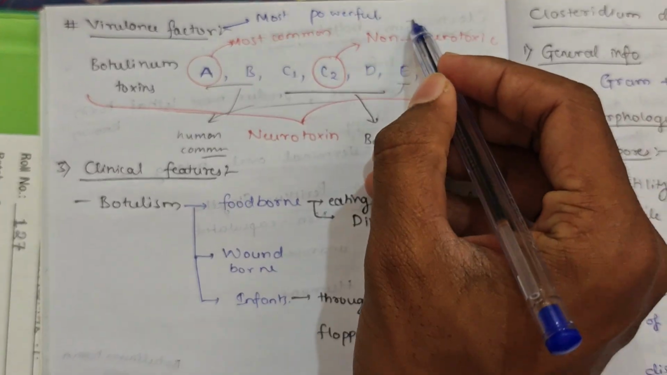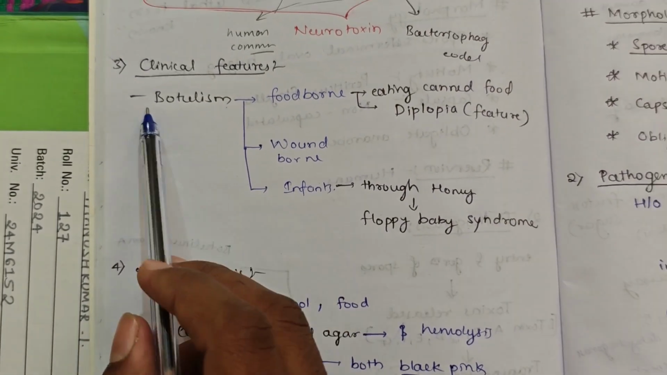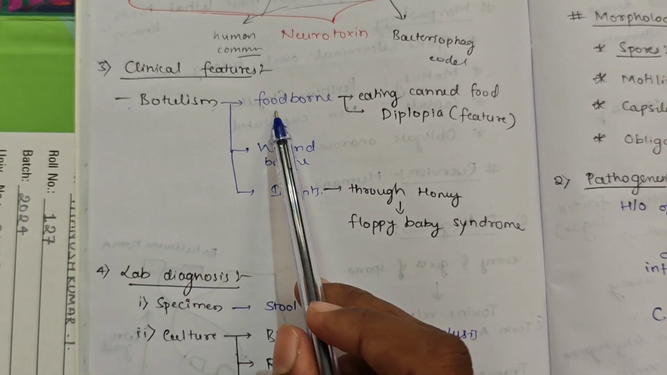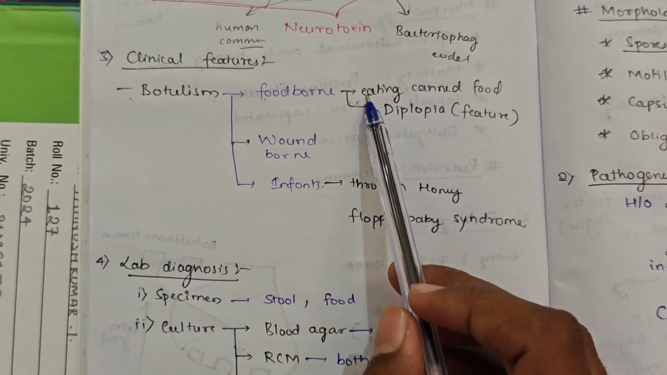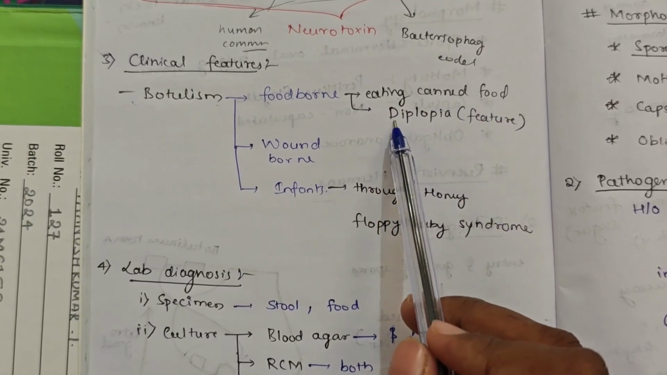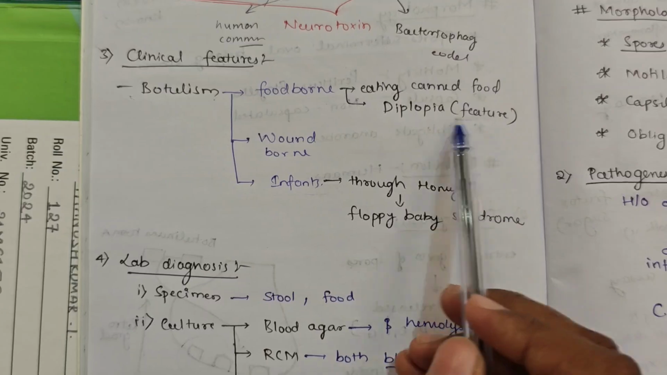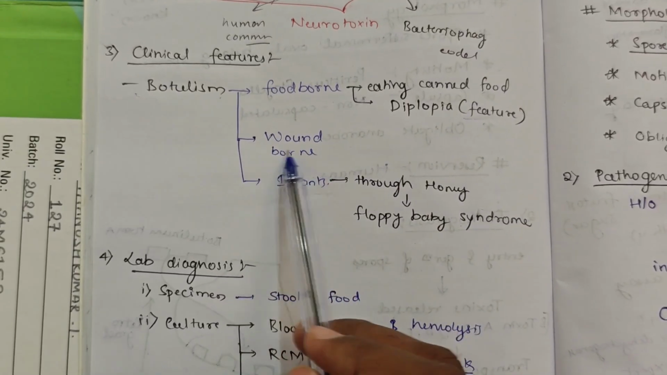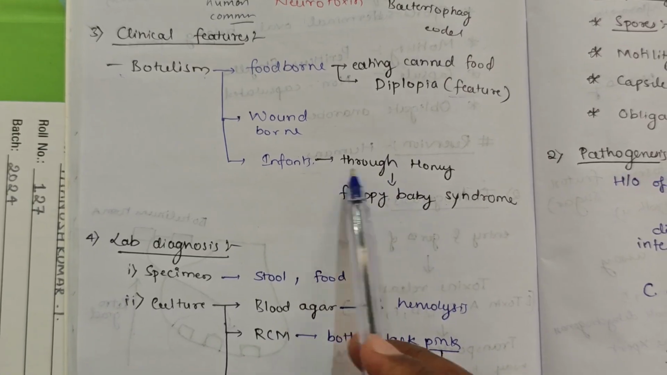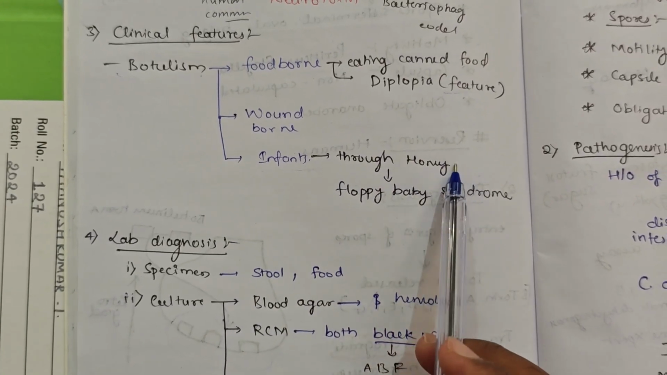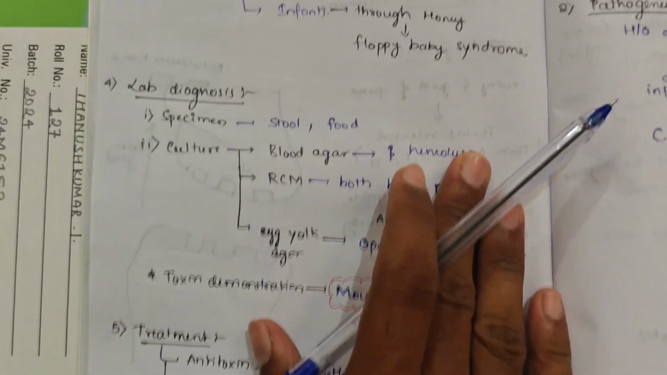One of the most important questions: clinical features. Botulism can be foodborne, wound-borne, and infant. In foodborne botulism, eating canned food causes diplopia, which is one of the most important features here. In wound-borne botulism, if a wound occurs, the botulinum toxin may go inside. In infants, it occurs through honey. In some cultures, honey is fed to infants, which causes floppy baby syndrome.